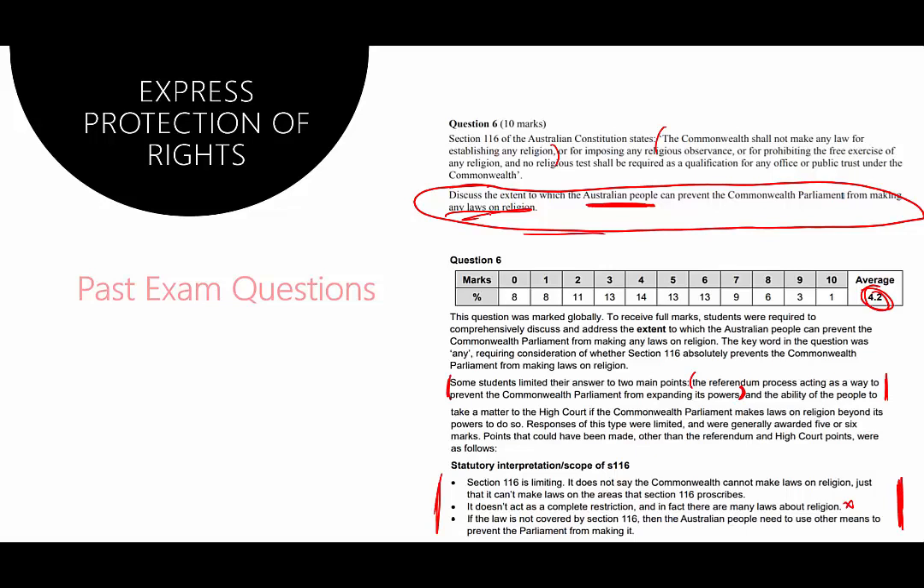making laws on religion in relation to Section 116, because one, they're probably going to vote no to a constitutional change. Two, they can bring a High Court challenge if the Commonwealth makes a law that breaches this right anyway without having a referendum first, and therefore the Australian people have a pretty great say in and can check the Commonwealth Parliament quite heavily on making any laws on religion.